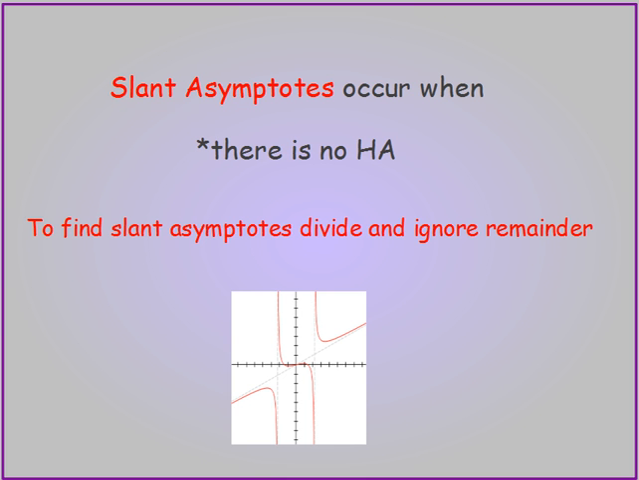So, the way I'm going to figure out what my slant asymptote is, I'm going to divide. Do we know how to divide polynomials? Yeah. Okay? That's why we learned it. So, we're going to divide our polynomials, and then here's the important part. We're going to ignore our remainders. We divide the way we divide normally, and then just ignore the remainder. Whatever I get as my answer, that is my SA. So, when you're dealing with slant asymptotes, always check to make sure there's no HA first. Don't just start dividing like crazy. Make sure there's no HA.